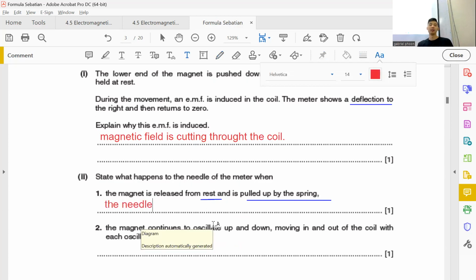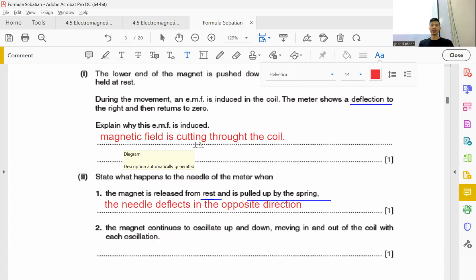The needle deflects in the opposite direction. And after that, it says that the magnet continues to oscillate up and down. What's going to happen to the needle? Up, down, up, down, up, down, up, down, like that. So continuous deflection. Sorry, what is it? Continuous deflection. Yes, the needle will continuously deflect left and right.